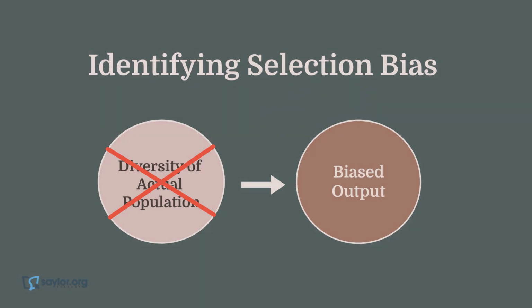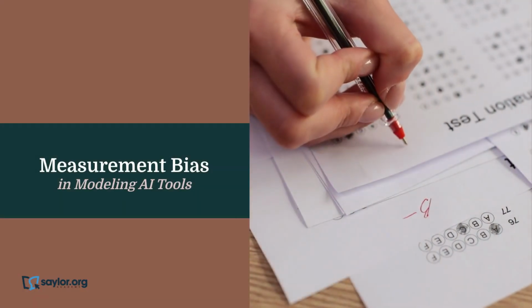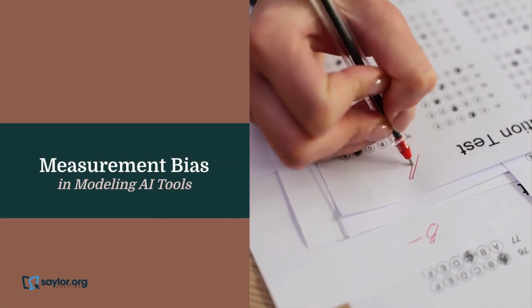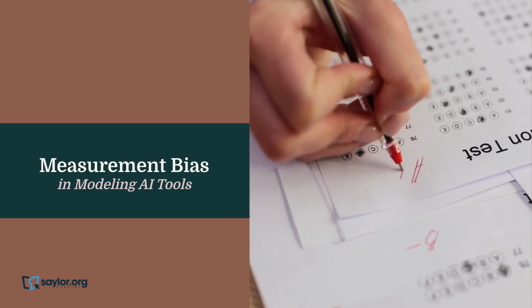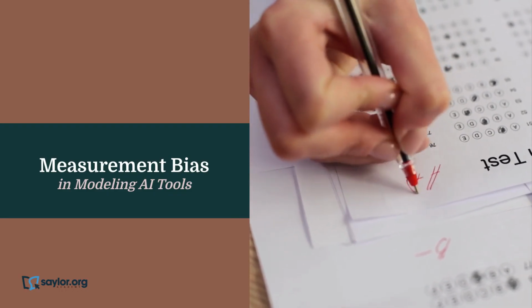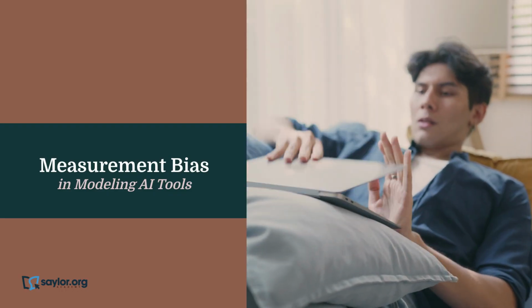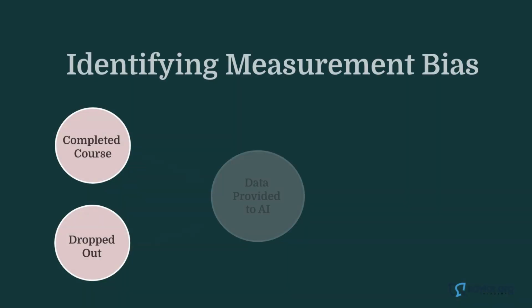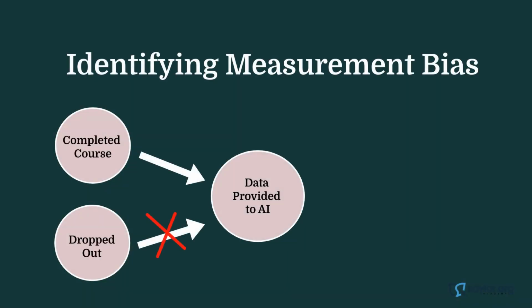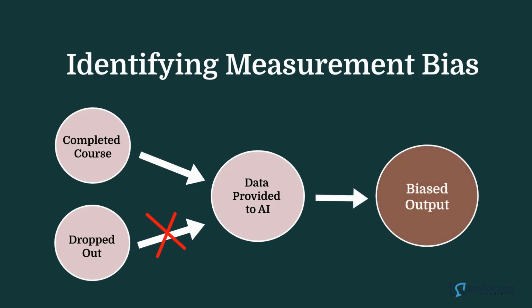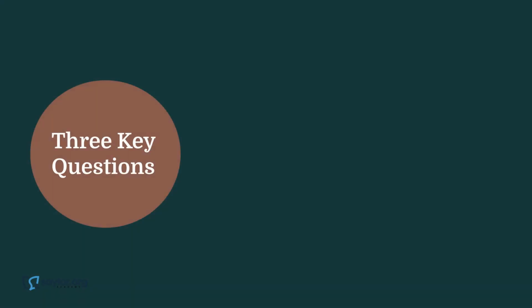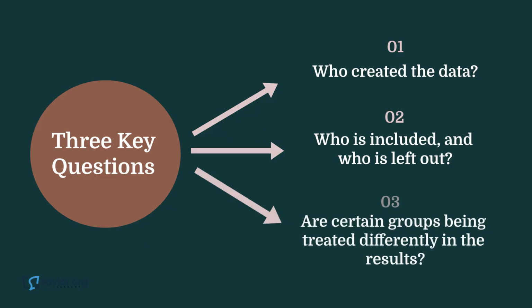Finally, colleges often use AI models to predict student success in courses, but these models frequently rely only on data from students who completed the course, ignoring those who dropped out. By failing to include all individuals in the population of interest, the AI model introduces measurement bias, resulting in inaccurate and misleading output, such as flawed predictions of student success. Let's now do a quick knowledge check. Remember, asking the three key questions will help you spot hidden bias.